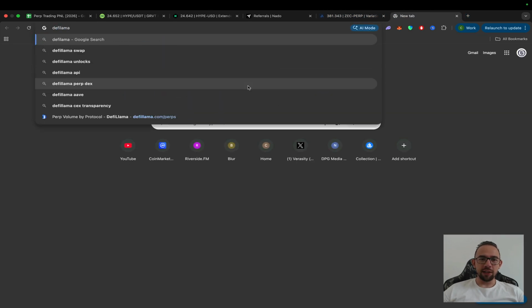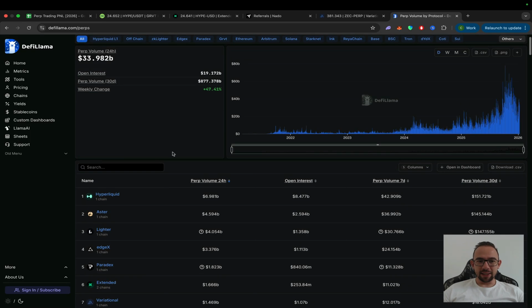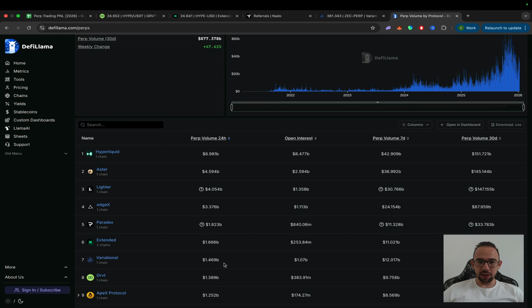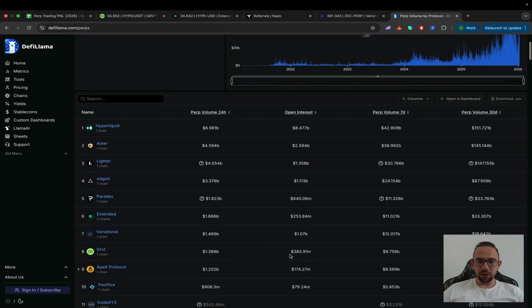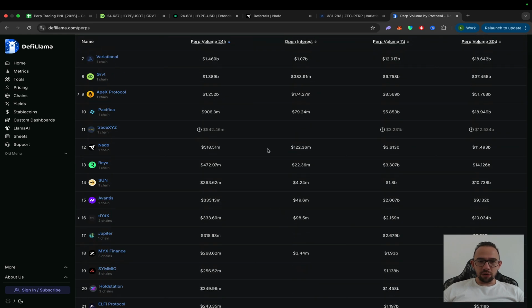If you look at DeFi Llama perps, right, it is definitely going up. Look at the volume, look at the open interest, 1 billion open interest, right, which means a ton of activity. Extended is only at 250 million, right? Then Paradex also pretty high. Now something like Neto is only at 120 million at the moment, right?